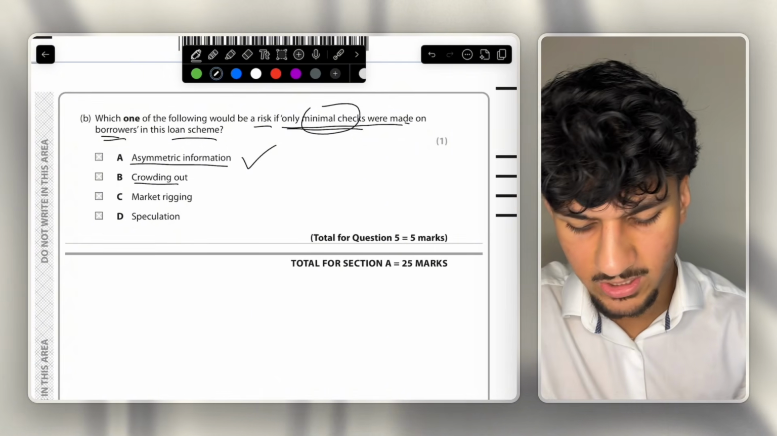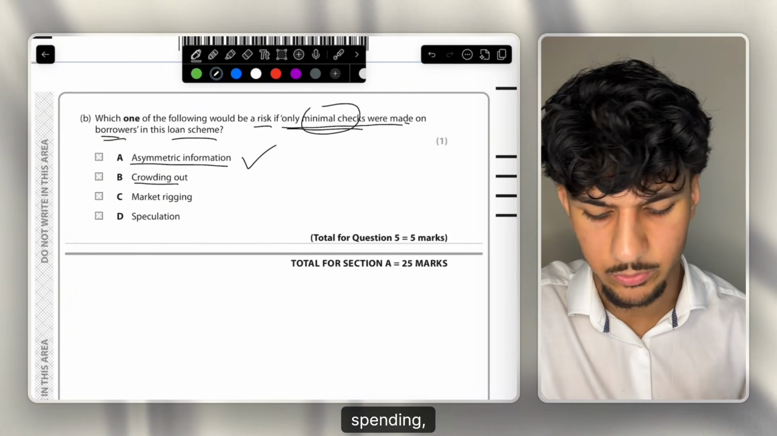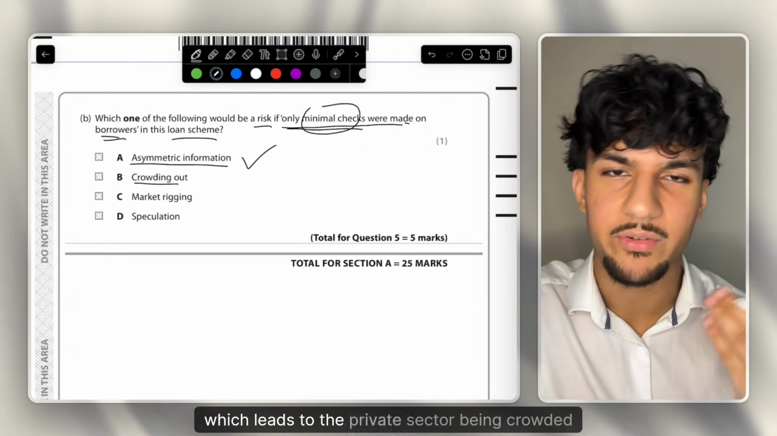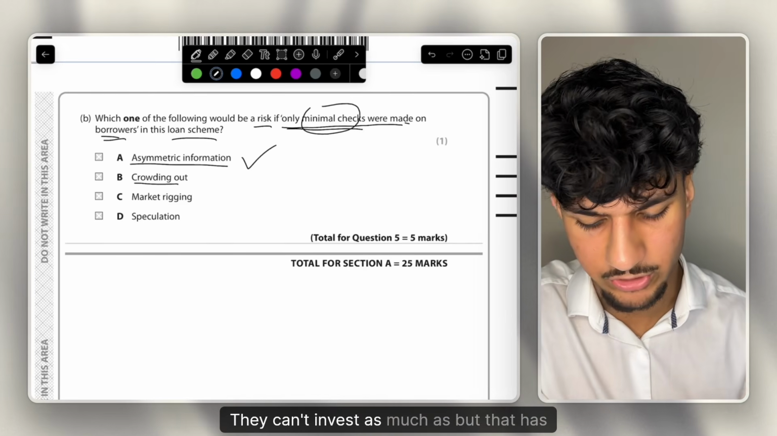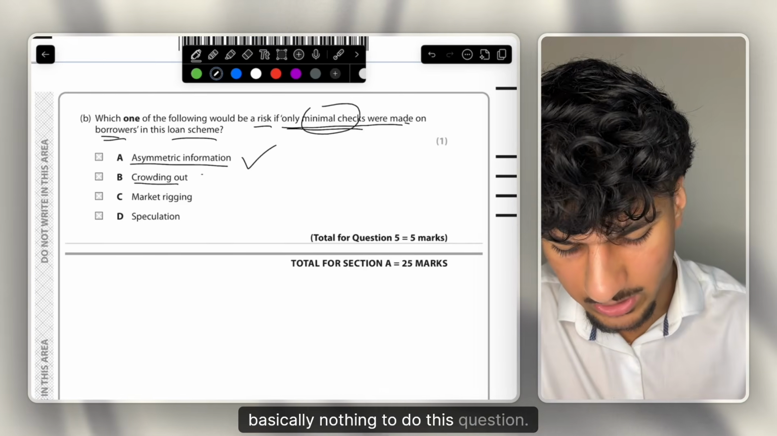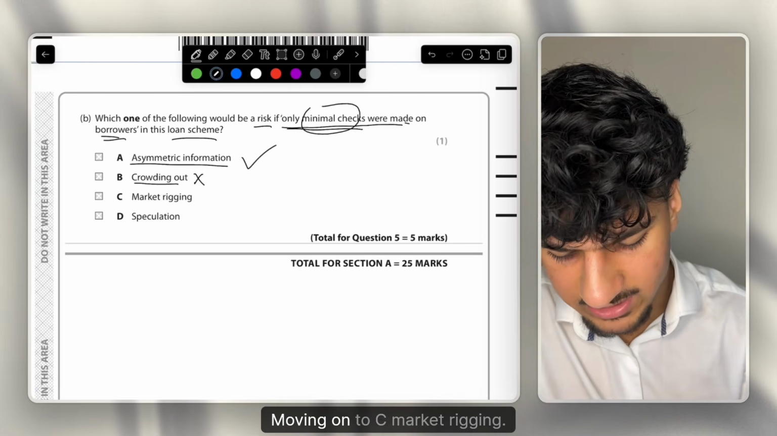B is crowding out. That is where there's an increase in government spending, which increases interest rates, which leads to the private sector being crowded out. They can't invest as much, but that has basically nothing to do with this question, so it would therefore not be B. Moving on to C, market rigging.